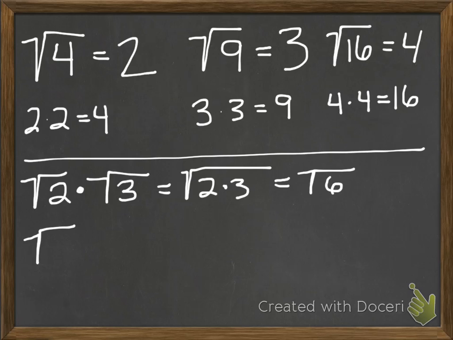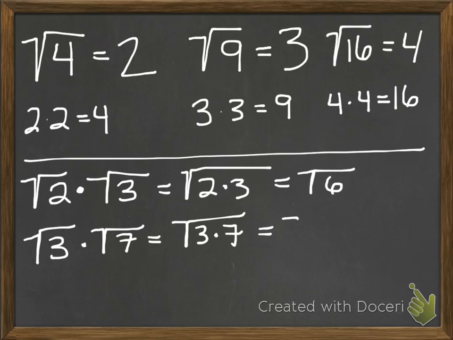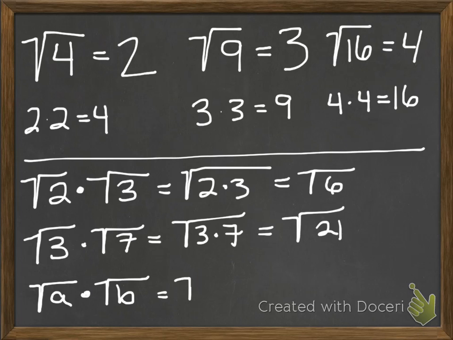If you had the square root of 3 times the square root of 7, that's the same thing as the square root of 3 times 7, which is equal to the square root of 21. So as a basic rule, the square root of any number a times the square root of any number b is equal to the square root of a times b. This property shows you that you can multiply two radicals together and the product just stays underneath the radical sign.